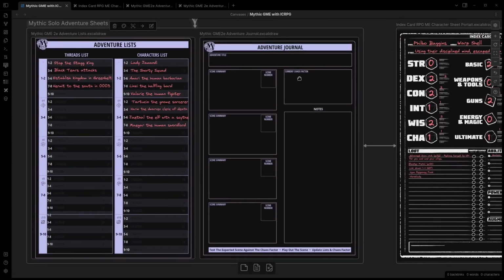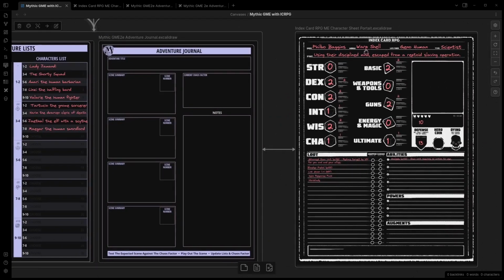So to set up an adventure, the hardest part for me is generally coming up with what genre I'm doing, what setting, what tone or theme, and then where's my character, what's their goal, and who's in their way. Since we are using Index Card RPG, we're using Warp Shell as our setting, which also denotes our genre, which is sci-fi. So, Warp Shell setting as defined in Index Card RPG Master Edition.